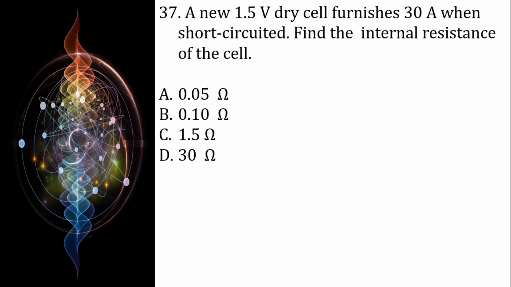37. A new 1.5 volts dry cell furnishes 30 amperes when short-circuited. Find the internal resistance of the cell. So, we will solve this one using Ohm's law.